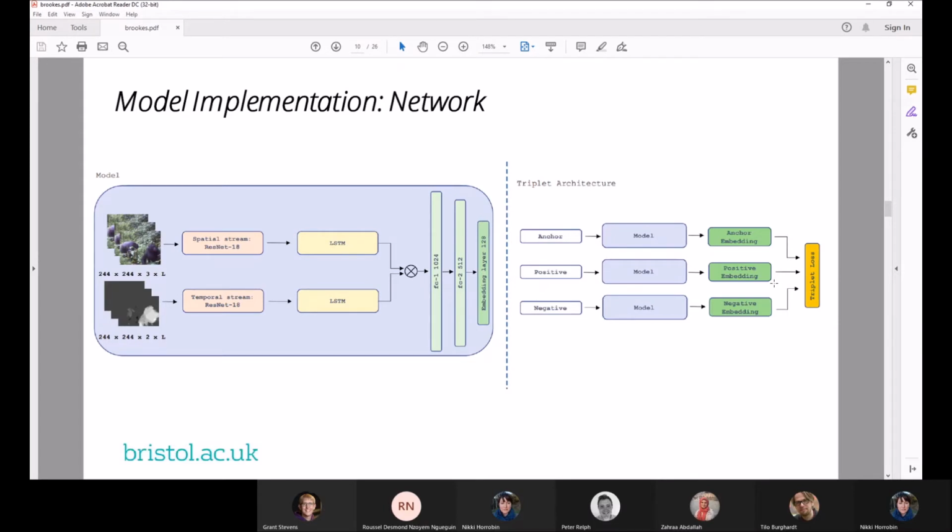It's actually this embedding space which is being optimized during training. And then the architecture on the right is just for completeness, so you know how this fits into a triplet architecture.